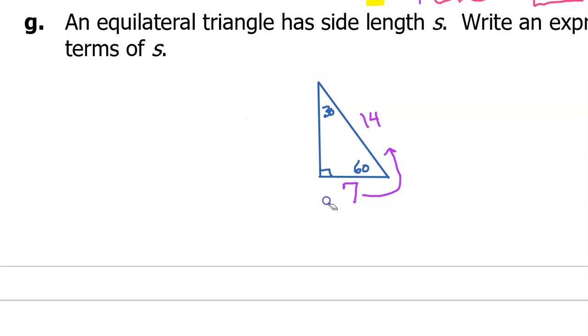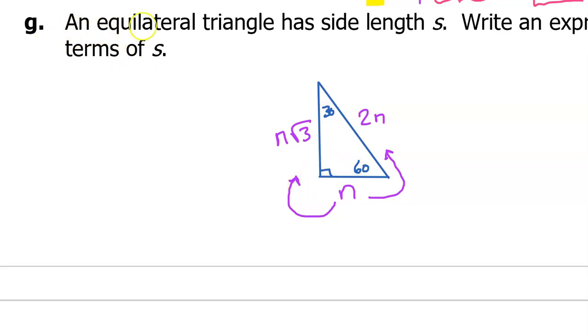Now, I'm going to just put a variable here. So if the short leg was n, remember for the hypotenuse, you double this. So the hypotenuse would be 2n, and then we multiply by radical 3 to get the long leg. So we would have n radical 3. So this is the shortcut I need you to keep in the back of your mind.